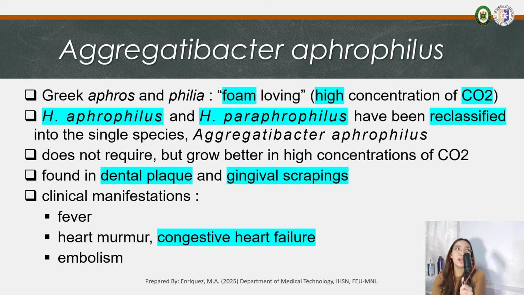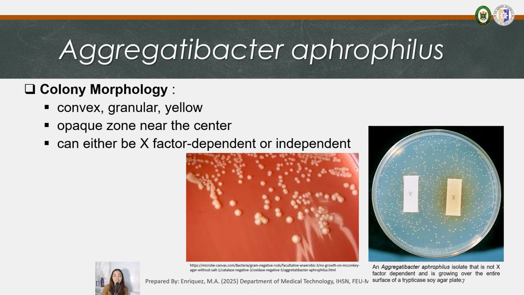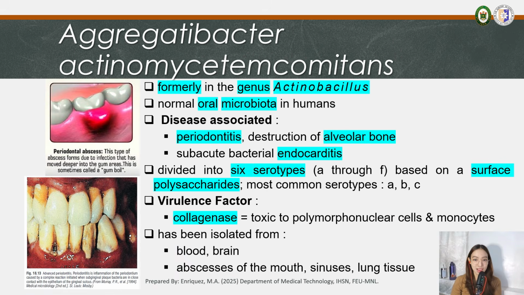Two species formerly under the genus Haemophilus were reclassified as Aggregatibacter aphrophilus. So noon po, Haemophilus aphrophilus and Haemophilus paraphrophilus were two separate species, but now it's just Aggregatibacter aphrophilus. They could be found from dental plaques and gingival scrapings and are capable of causing congestive heart failure. On the chocolate agar plate, this is how their colony morphology looks like, and they could either be X factor dependent or independent.